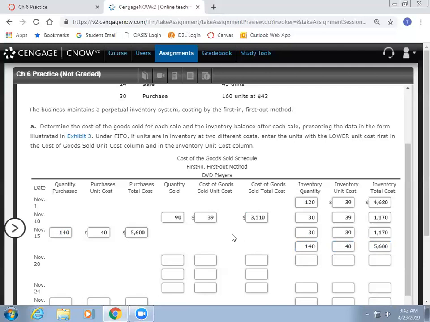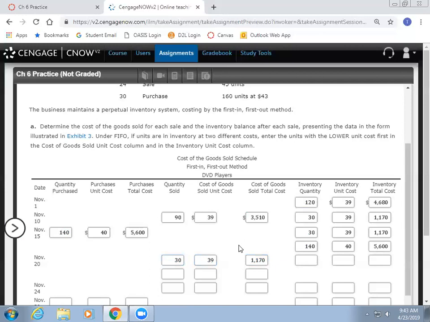On November 20th, we sold 110 units. Okay. So how many of the $39 units did we sell? All 30, very good. So under FIFO, again, we start with our beginning inventory. So on November 20th, if we sold 110 units, we get rid of those first, first in, first out. So we're going to know that we sold the 30 at the $39 level. And it's still the same cost of goods sold, the $11.70.